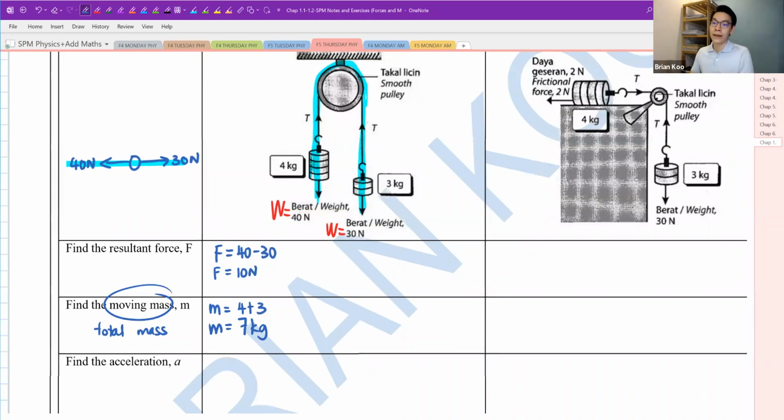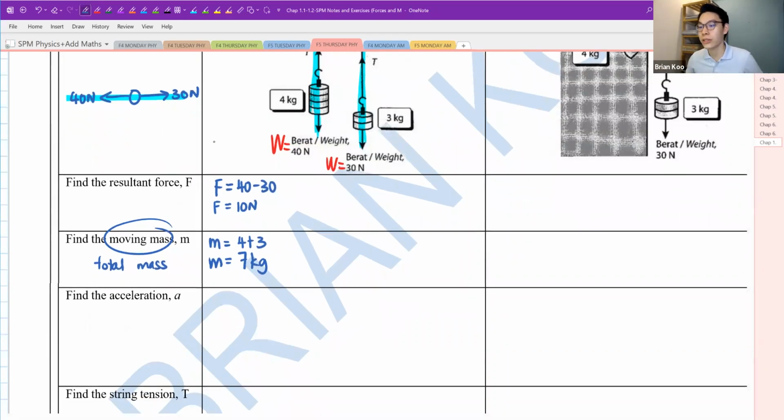Okay. Next one, find the acceleration. To find the acceleration, I will use the formula F equals ma, because I already know the F. And the M is 7 kg, and I'm going to look for the a. A lot of students ask me, why am I using the mass as 7, not 4 kg, not 3 kg? Isn't it coming down from the 4 kg side? So shouldn't the mass be 4 kg?